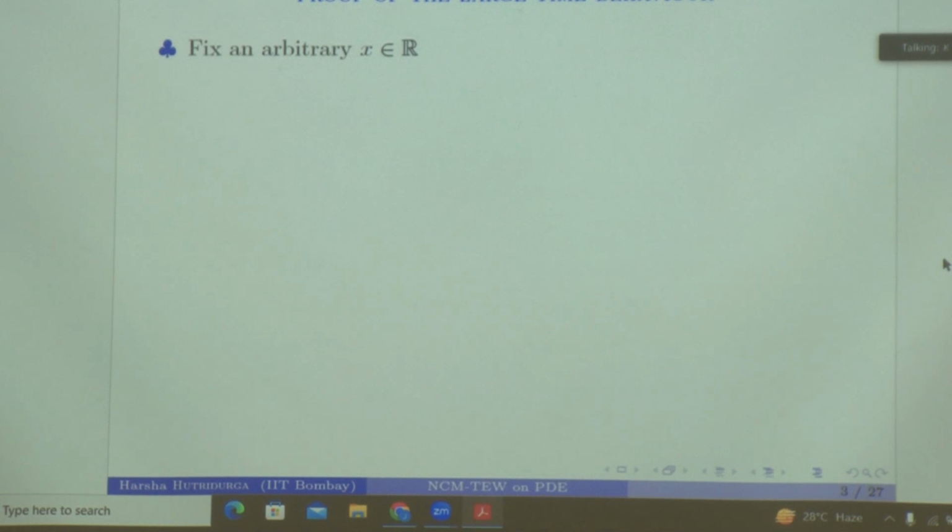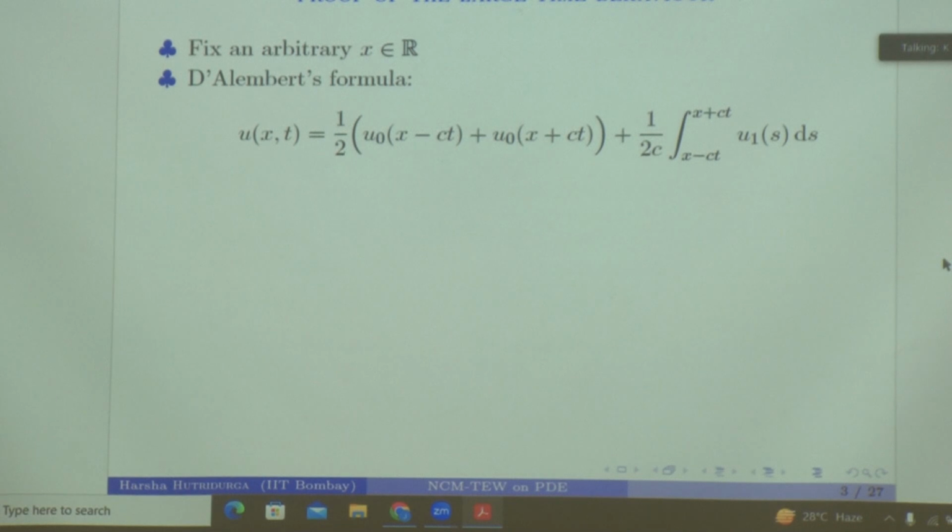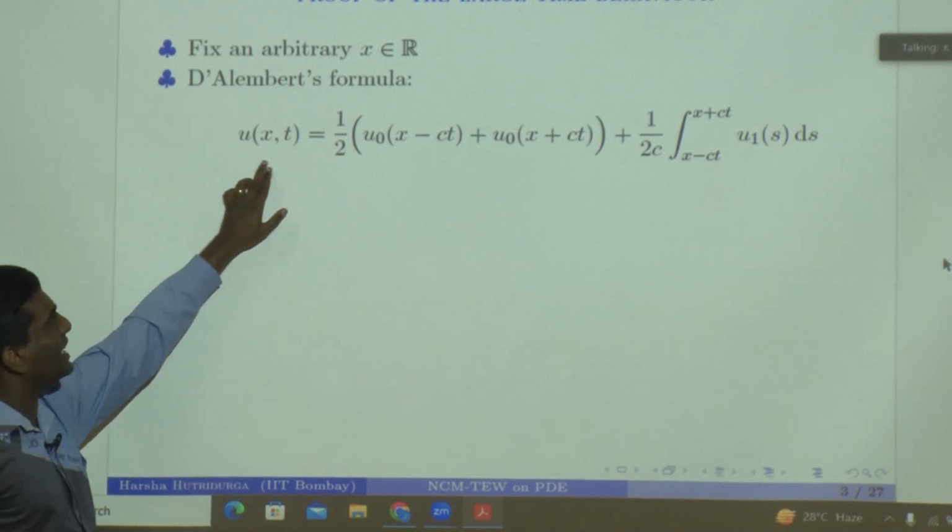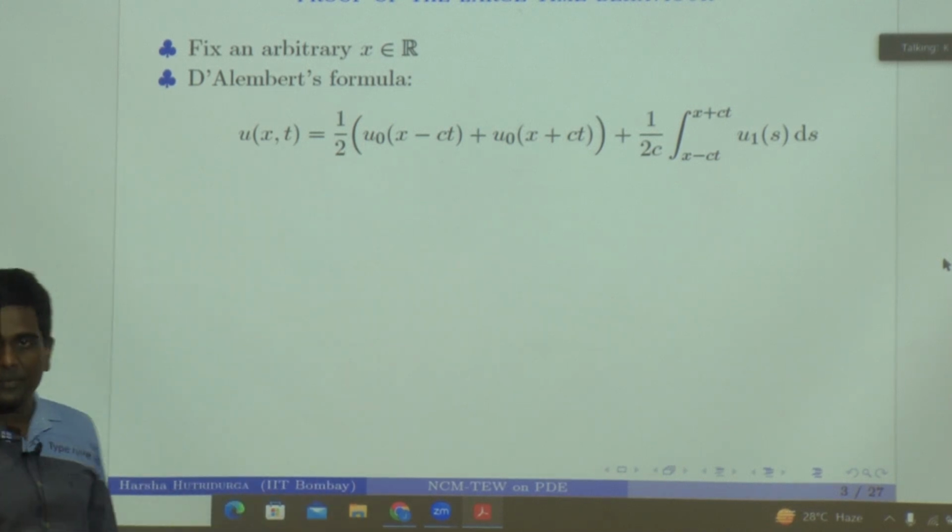The statement said that you fix the spatial variable x, and then you let t go to infinity in this function. So let's fix an arbitrary x. And as I claimed, this whole thing is just a consequence of the D'Alembert formula. So the solution to the wave equation, given u0 and u1, we know how it looks. It is exactly this formula.